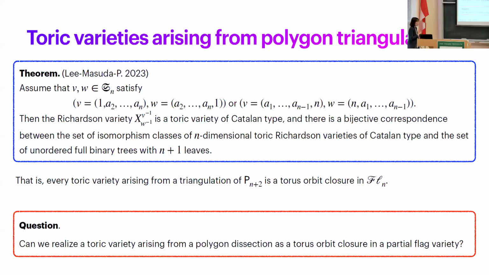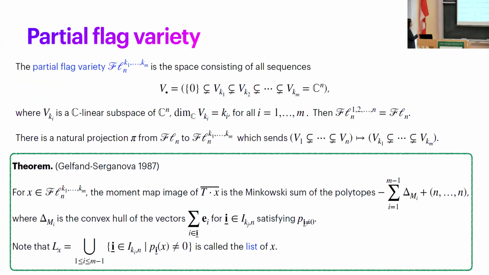So we can naturally ask: can you realize a toric variety arising from a polygon dissection as a torus orbit closure in a partial flag variety? A partial flag variety is a sequence of this form, so we ignore some subspaces in the full flag. There is a natural projection from the full flag variety to the partial flag variety by ignoring several subspaces V_i.